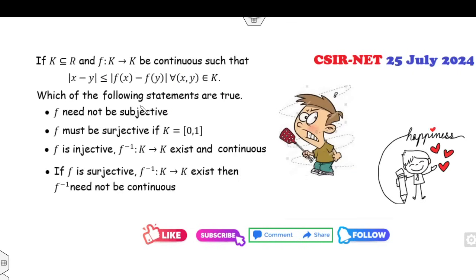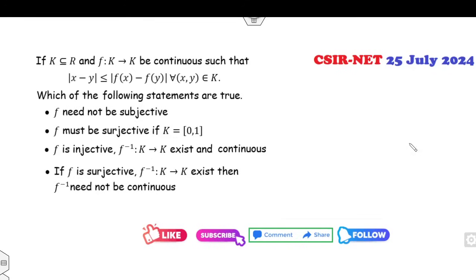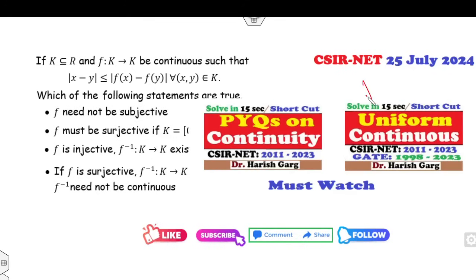Now, look at this question. If you read the statement in your examinations, some of you look very happy, and some of you look like it is a very confusing question. Why do you look happy? Because I know you have watched my videos on uniform continuity and the previous question on continuity. Fine. Again, this is a question of continuity.